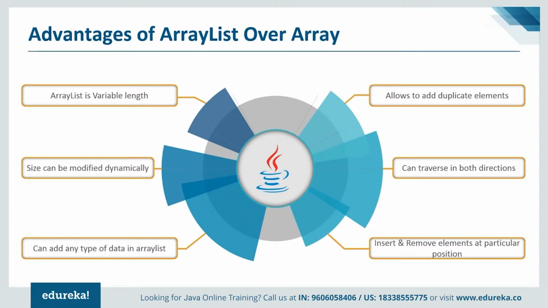Next, you can add any type of data, maybe list, union, structure, etc. Not only that, it also allows you to add duplicate elements in the list. Next, you can traverse an array list in both directions, that is, forward and backward, using list iterator. And it also allows you to insert and remove elements at a particular position. So I hope you understood the concept of array list and the difference between array and array list.